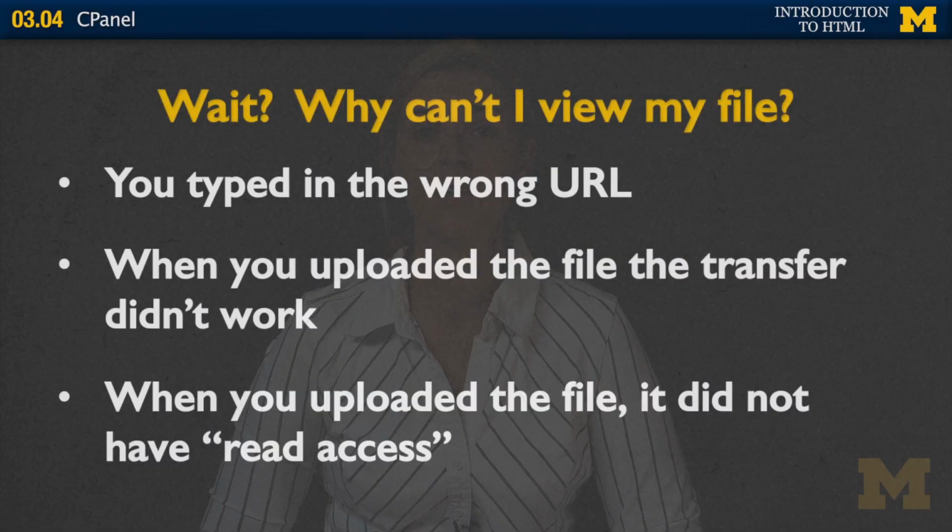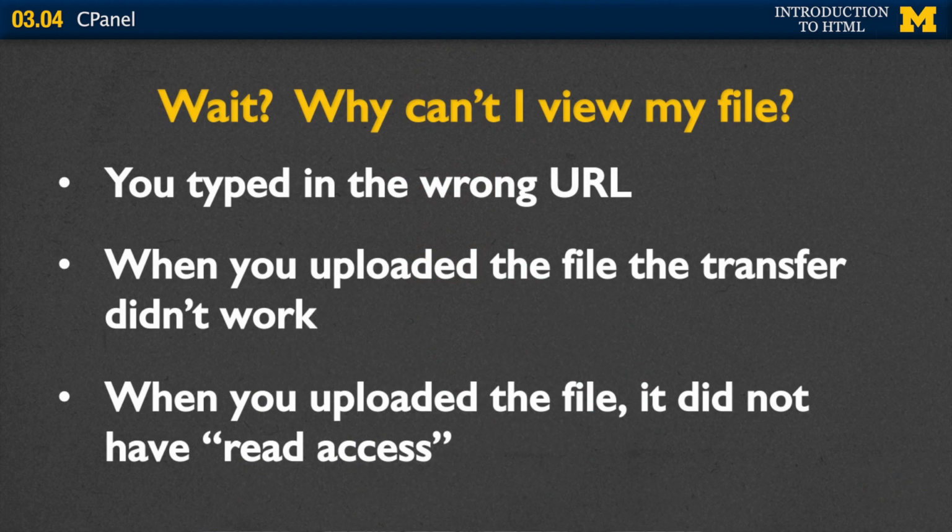Okay, so I have here some issues that may have gone on along with the one I already showed you. And that is, wait, why can't I see my file? Well, there are 3 main reasons. The first might be that you typed in the wrong URL. So go back and check that out again. Did I make sure to type in the right file name? Maybe I forgot and I had an S or something else down there. Second, when you uploaded the file, the transfer didn't work.